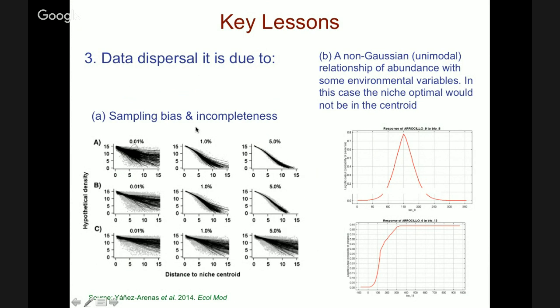In another paper led by Carlos Yáñez, he also observed that sample size and sample bias also cause dispersion of the data in the relationship between the distance to the niche and abundance. He used, in this case, a virtual species to test how different sampling biases and data incompleteness affect the relationship. And we observed that the more biased the data or the more incomplete the data, the more dispersal you will find.